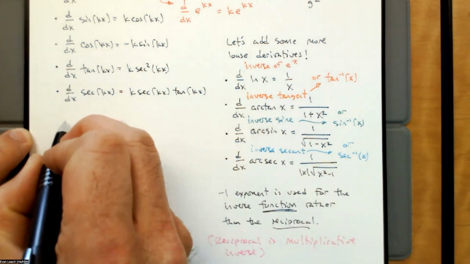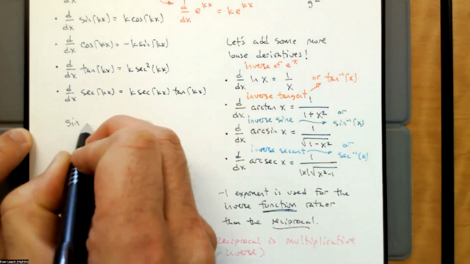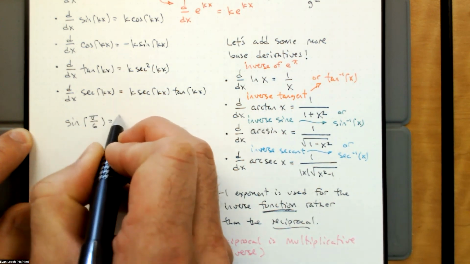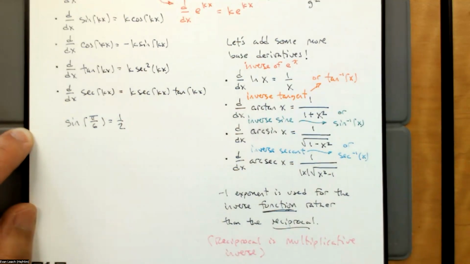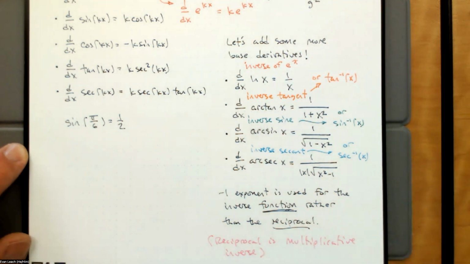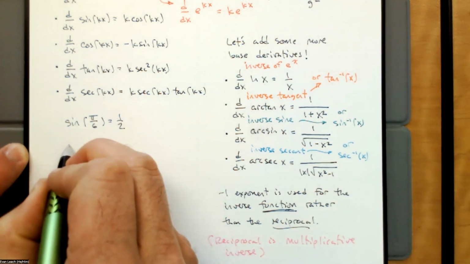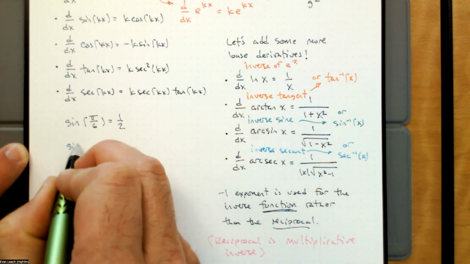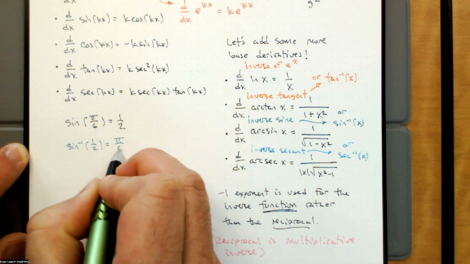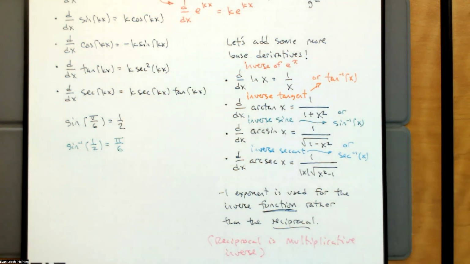So when we write sine of pi over 6 is equal to 1/2, we are talking about the function that we apply to 1/2 to end up back at pi over 6. So the inverse, sine was in green, so we'd say sine inverse of 1/2 is pi over 6. We're talking about the inverse function.